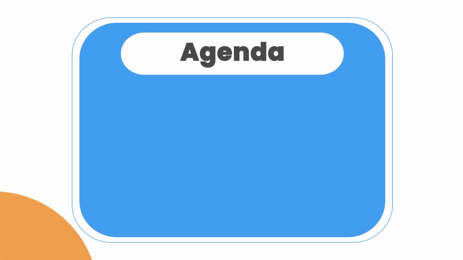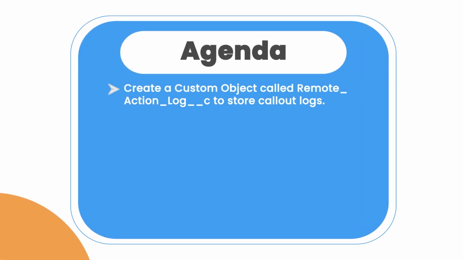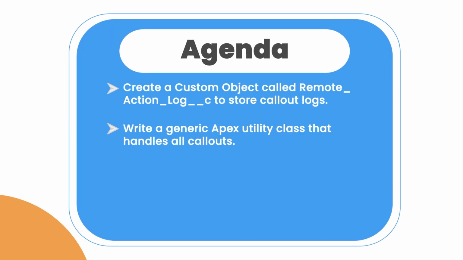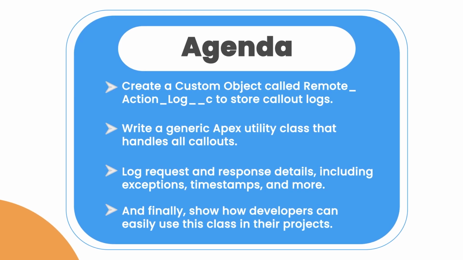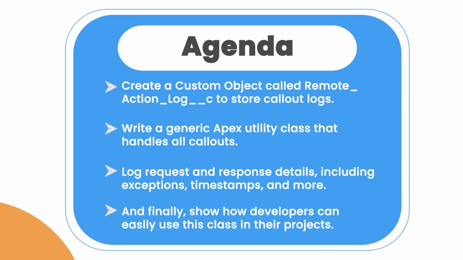In essence, we will be building a custom object to store the log details, a reusable Apex class to send the callouts, and inside that class, a method to log every detail. Let's move into our first step, which is creating the custom object.